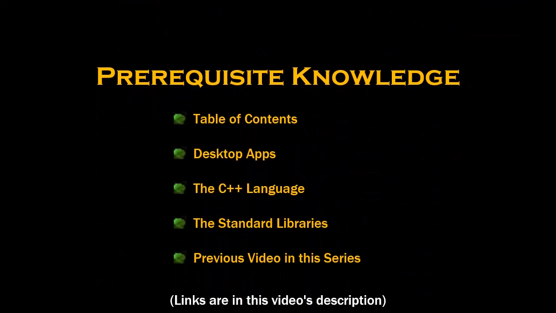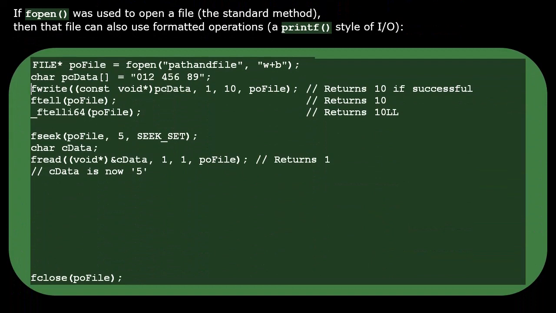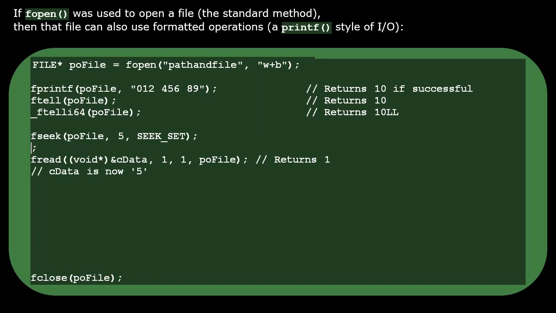Before proceeding, make sure that you have already watched these other videos first. Our previous video showed the standard method of opening a file using the fopen function. In addition to the binary input and output of data, you could also use formatted operations, that is, the printf family of functions. This fprintf function writes data to the file after having processed its formatting via a format buffer.